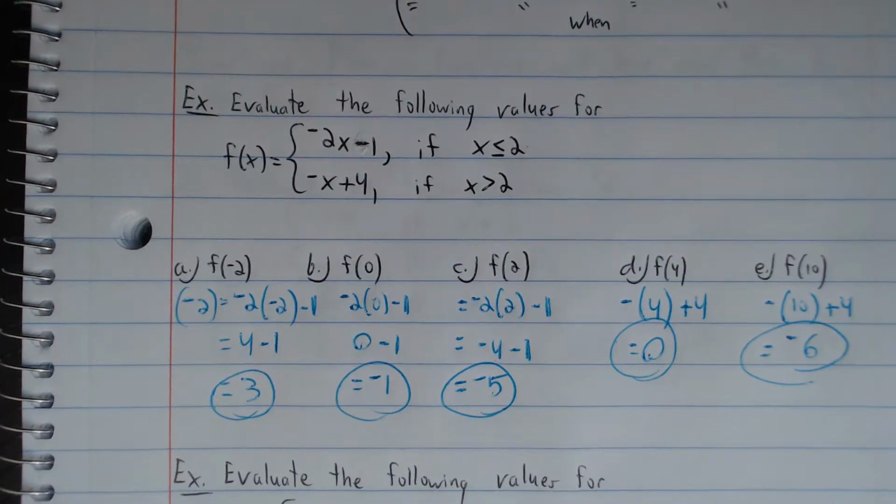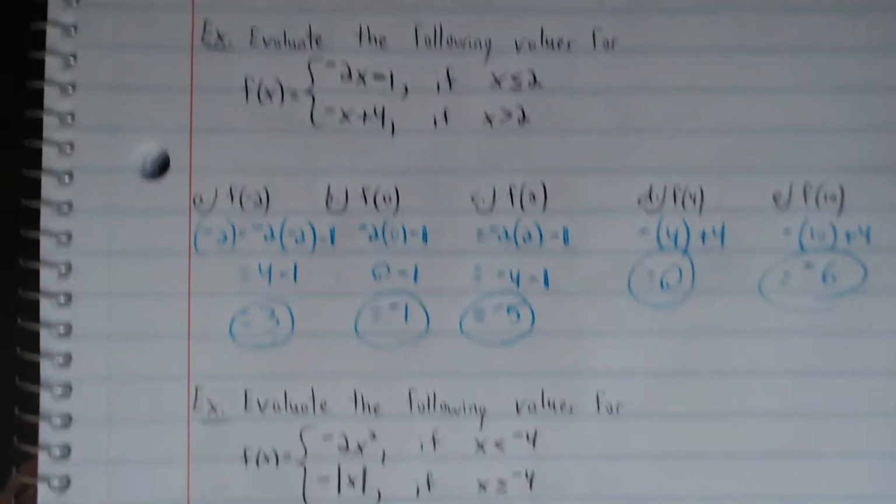That's the basics of how piecewise functions work. You have restrictions, you have parts of the function that you're going to use depending on those restrictions. So let's check out another example.